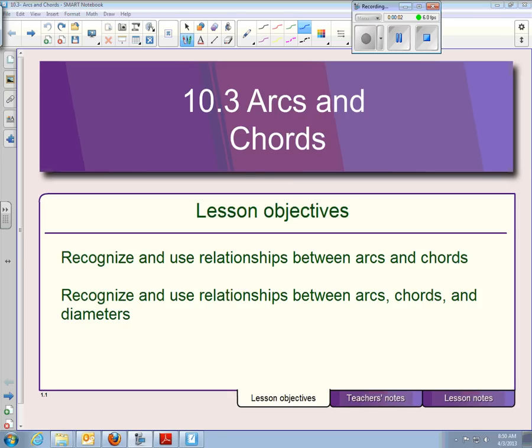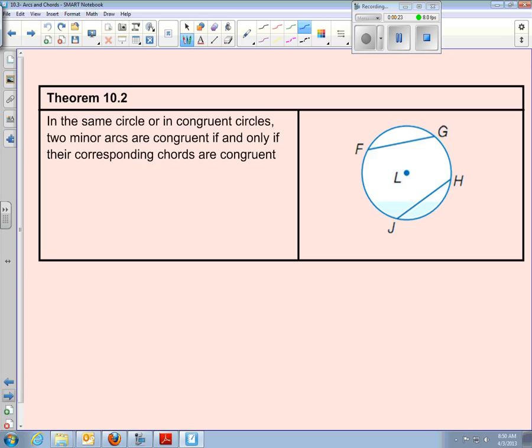Hey there, class. Today we're going to be doing Chapter 10, Section 3 on arcs and chords. We've talked about arcs and chords in the last couple of sections, so refer back there if you're not quite sure. Our objectives today are to recognize and use relationships between arcs and chords, and then to recognize and use relationships between arcs, chords, and those diameters.